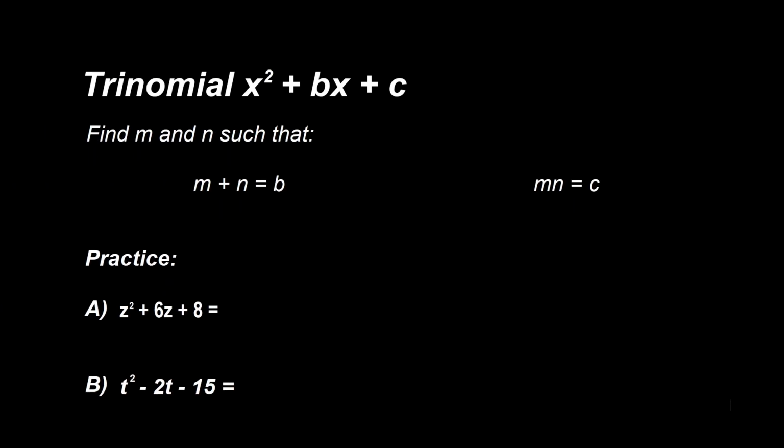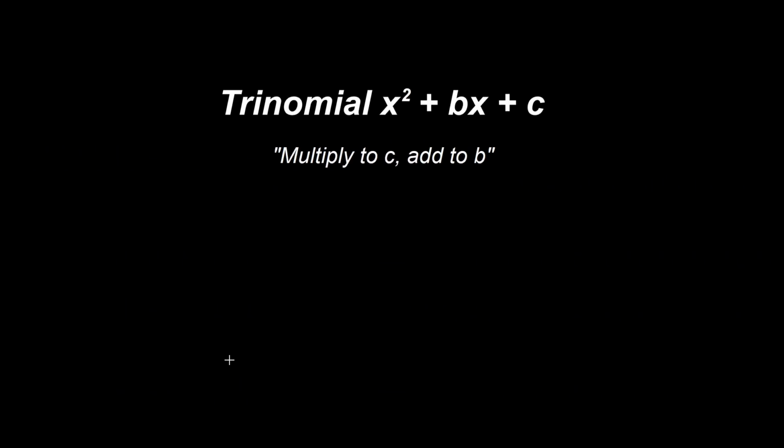Here you have two practice problems so that you can try them and see if you get the right answer. Of course, here you have both answers so you can compare your results. So every time you have the trinomial in the form x squared plus bx plus c, in order to factorize it, think about this. Two numbers that multiply to c and add to b.